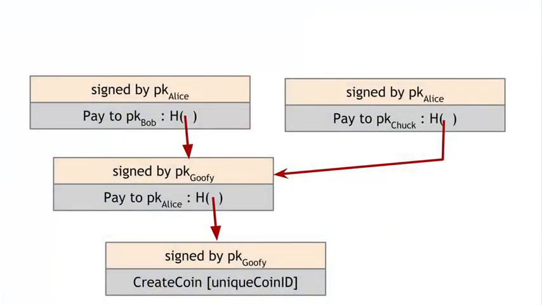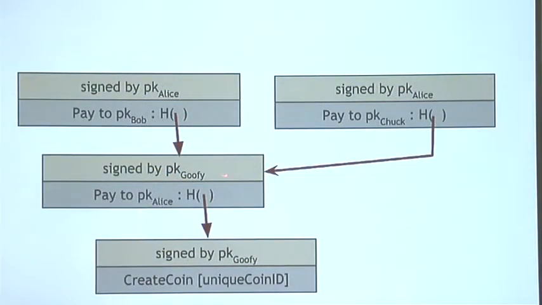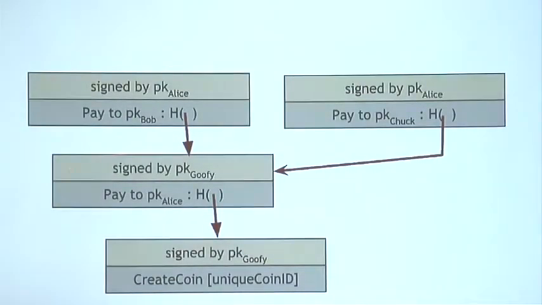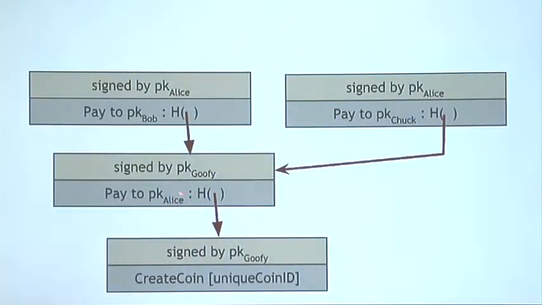All right. Now, there's a problem though. There's a big security problem with Goofy Coin, and we can see it in this structure here. So look at this coin here. This is the coin that Goofy made and then paid to Alice. Alice was the owner of that coin, and there's a problem. Alice paid this coin on to Bob, but now Alice makes another data structure like this, which pays to Chuck the very same coin. And this is signed by Alice.